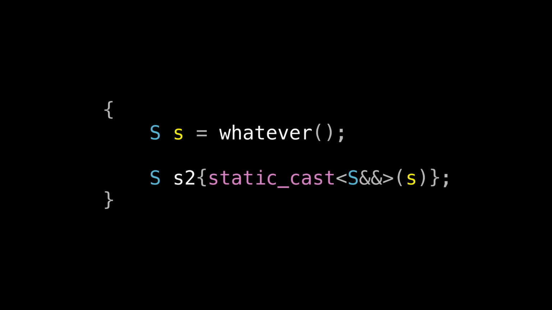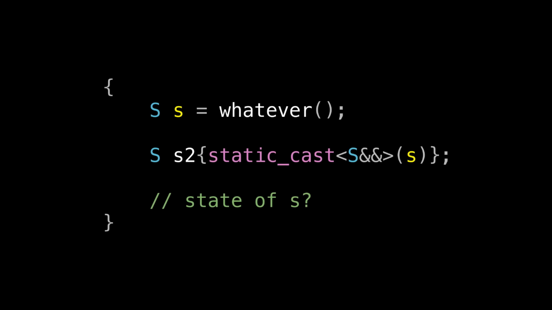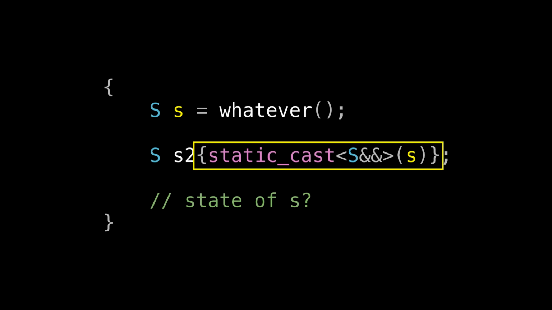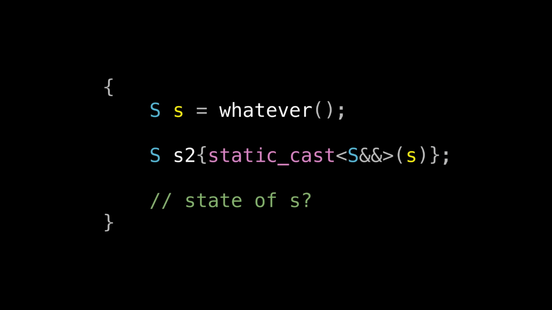So what is the state of s after we construct s2 with an R value reference? Well, we know we wrote some empty state into s, but s is going to be alive until the end of the scope it was declared in. It's still there, it just had its resource stolen. So can we reason about it in any robust way?